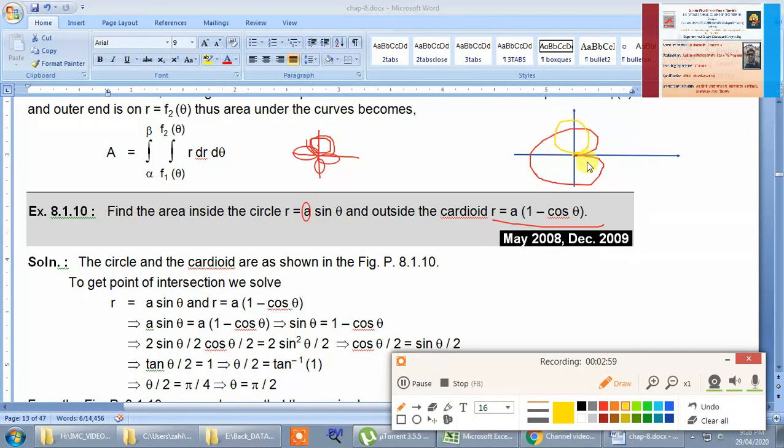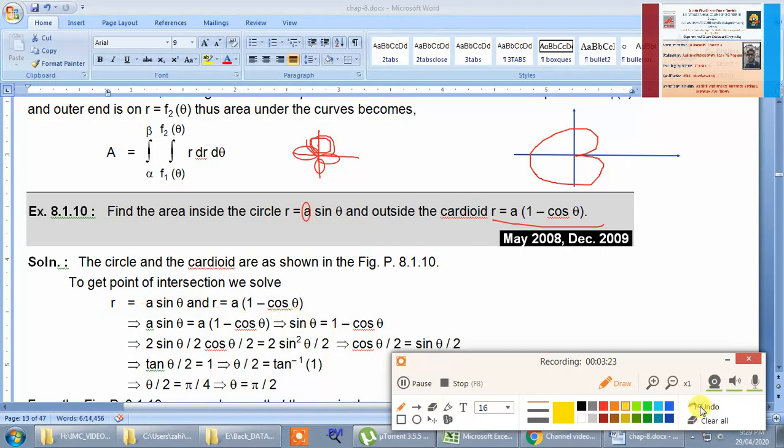And luckily you will find that these two curves, r equals a sin theta and r equals a(1 minus cos theta), are intersecting with each other. So how to find out where they are intersecting? Solve them simultaneously.